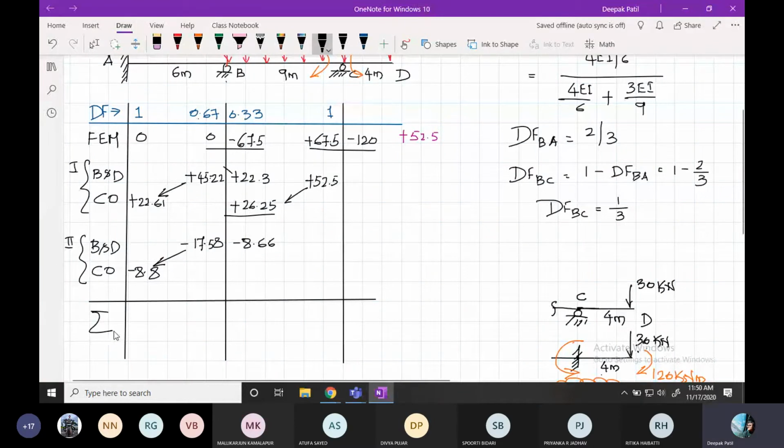Once you do the summation, the summation of this first column will yield you plus 13.81. The summation of this column will yield you plus 27.64. The summation of this column will yield you minus 27.61. The summation of this column will yield you plus 120, and this is minus 120. You can see the summation of these two should be 0, and the summation of these two should be 0. And you're getting that.